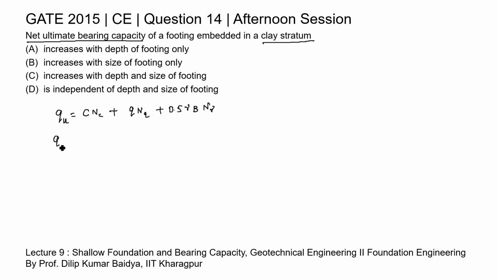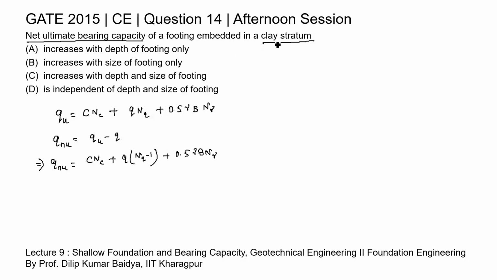Now, the net ultimate bearing capacity qnu is given by qu minus the overburden pressure, which is q here. So, if we write the equation for qnu, we can write qnu = cNc + qNq - q. We can take q as common, so q(Nq - 1) + 0.5γBNγ. So, this is the equation for net ultimate bearing capacity.